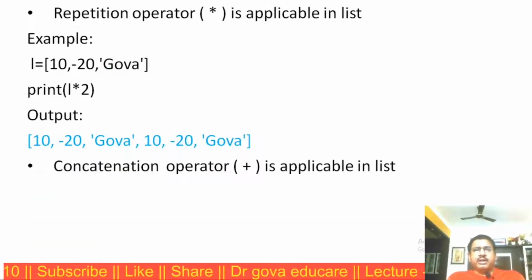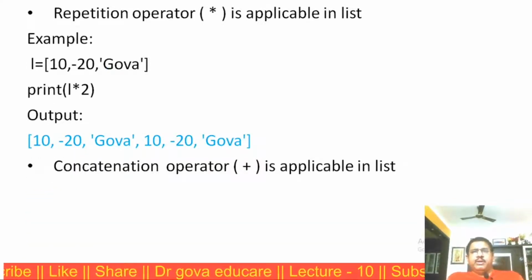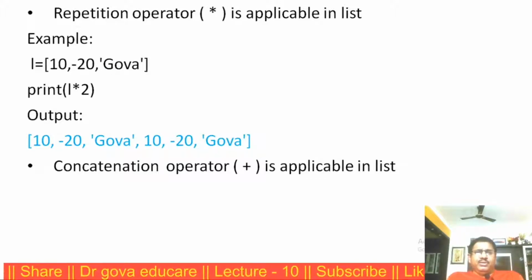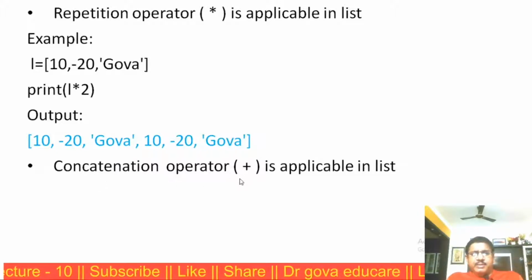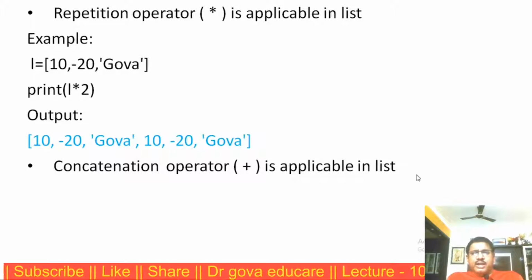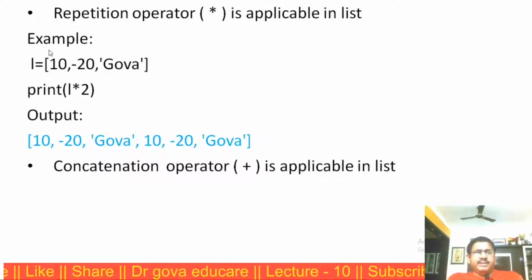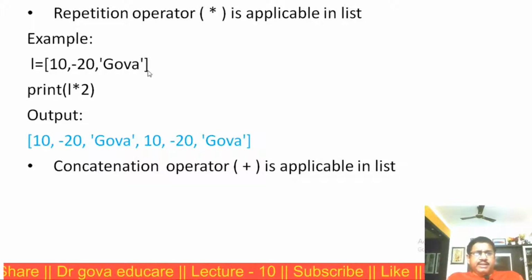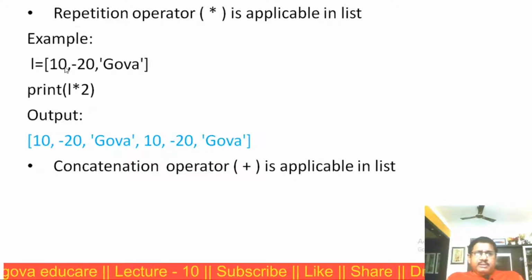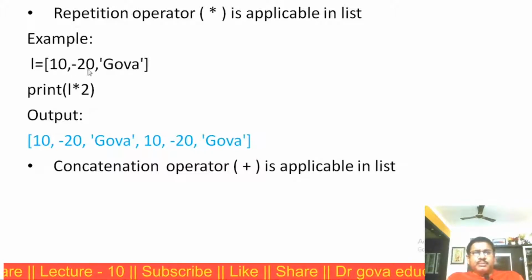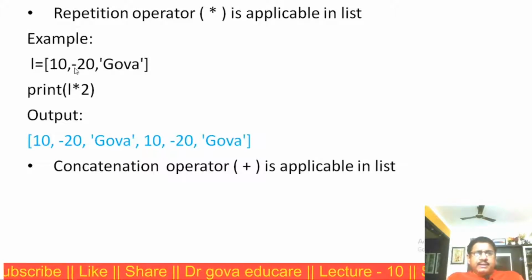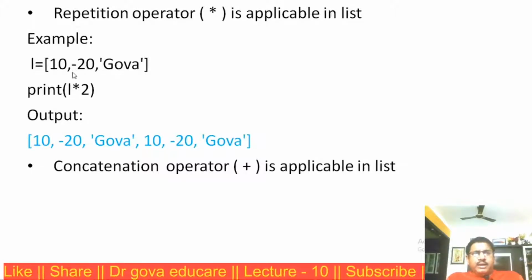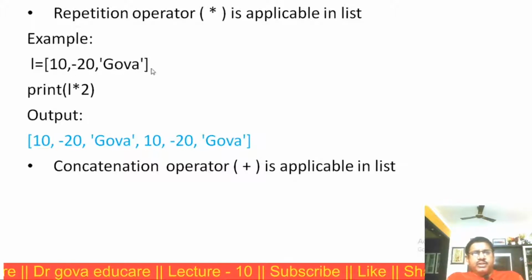The repetition operator is applicable in lists. The repetition operator is star. Similarly, the concatenation operator plus is also applicable in lists. So this is the example. This is the given list. I want to display the same content two times. The syntax is L * 2. The output is 10, -20, guava, again 10, -20, guava.